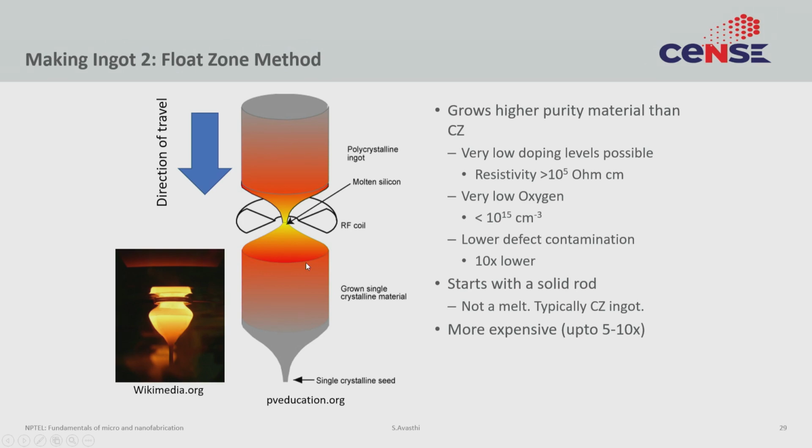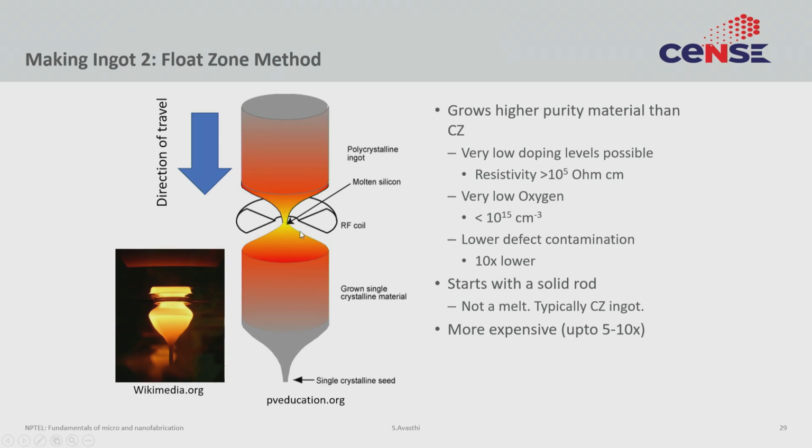So this is what the cartoon looks like. This is what an actual system looks like. You're seeing that this RF coil is going from top to bottom, and as it is going, it is melting and refreezing the silicon. At its core, once again, you are doing the same thing, but the only major difference between this and CZ is that there is no seed; rather the seed is useful only at the first start. After that, the material that you have crystallized itself becomes the seed for the subsequent silicon.